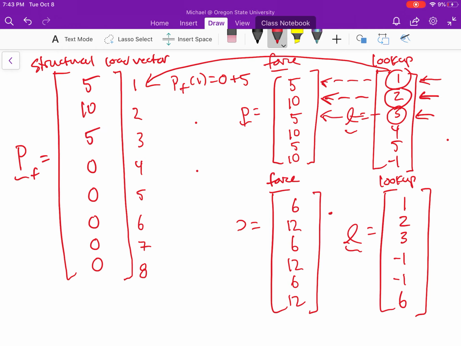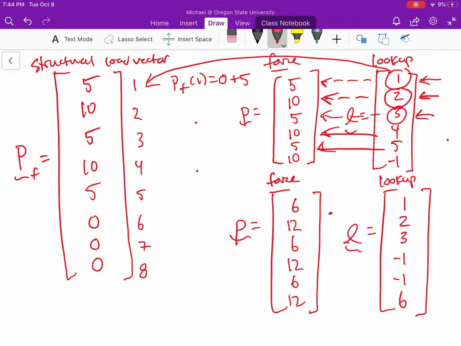Next, 4 goes to 10, and 5 goes to 5. The negative 1, let's just ignore it for P sub f. But for 4 and 5 we add in 10 and 5. These are just arbitrary values within the force vectors. The key is that we're mapping these 5s and 10s into the P sub f vector based on the values in the lookup vector. The values in the lookup vector tell us which row or entry of P sub f we want to write into and accumulate.